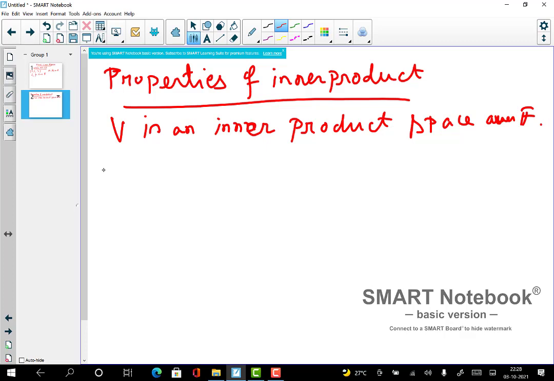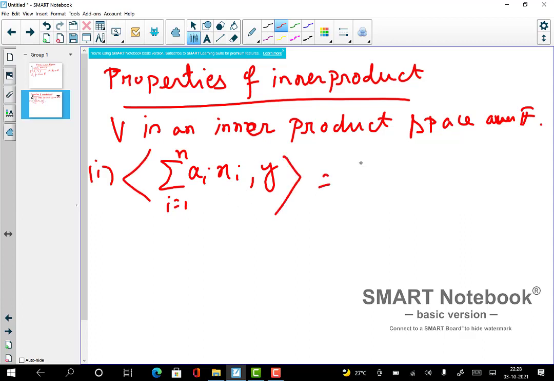With this assumption, the first property: suppose we have vectors x1, x2, ..., xn, and a linear combination of those vectors, the sum of ai xi, i equal to 1 to n. You want to know the inner product of this with another vector y. It is nothing but the sum over i equal to 1 to n of ai times the individual inner product of xi with y. This is almost obvious, but let me give you a quick proof.